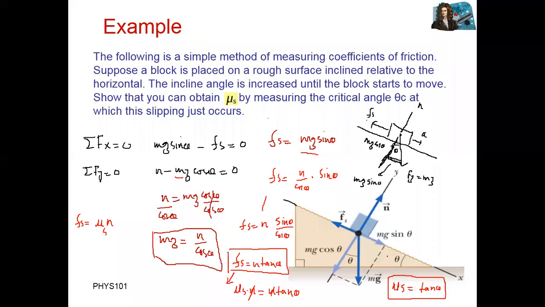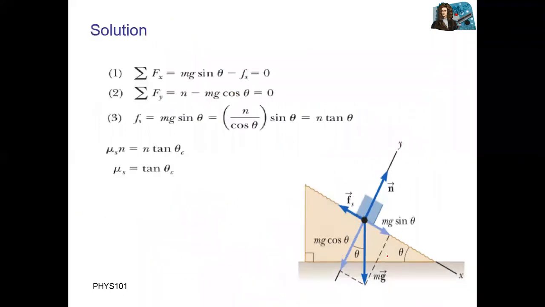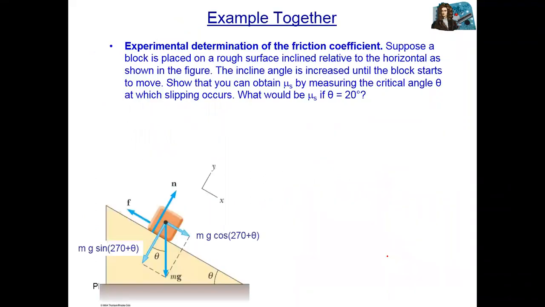Okay, this last one, mu s is equal to tangent theta, is the equation for the coefficient of static friction. These are our calculations. Let's suppose in this example, it is given the same body on an inclined plane, but the angle is given. Let's suppose the angle is equal to 20 degrees. So how can we find the coefficient of static friction?